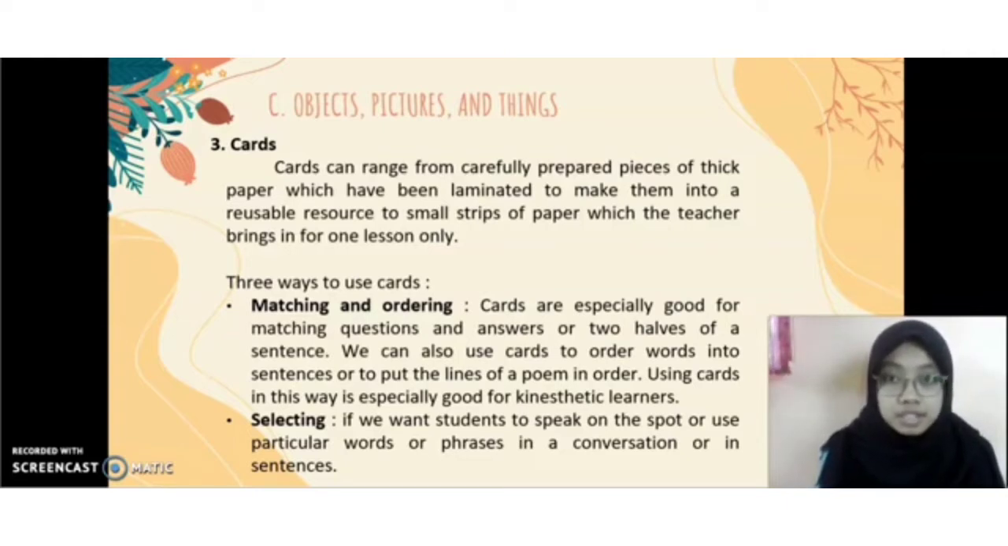And next is selecting. If we want students to speak on the spot or use a particular word or phrase in a conversation or in a sentence. For example, we can write words on separate cards and put them face down. Then, students pick a card and create a sentence using the word. Or in another activity, we can ask students to pick 3 or 4 cards to put those words in a story. Or in another way, students can describe the word on the picture.